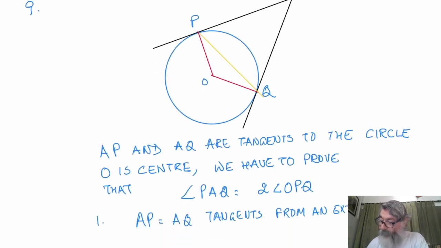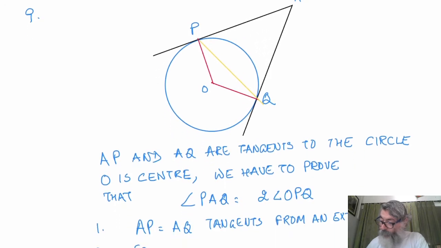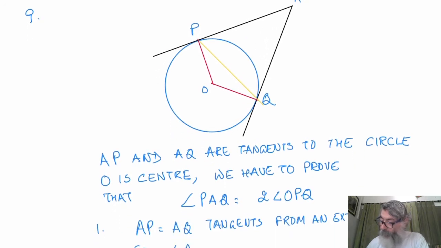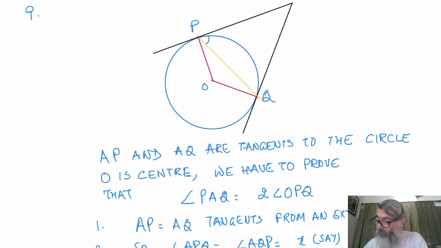So after this, what will happen? Angle APQ will be equal to angle AQP, which is equal to x. Let us assume this angle is x, and this angle is x. Why is it x? Because if two sides of a triangle are equal, angles opposite to them are equal.